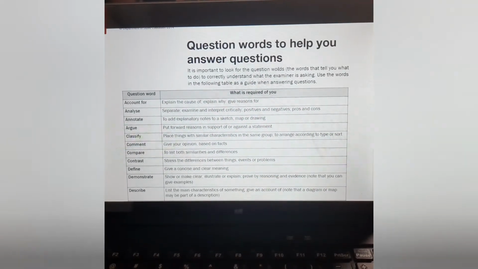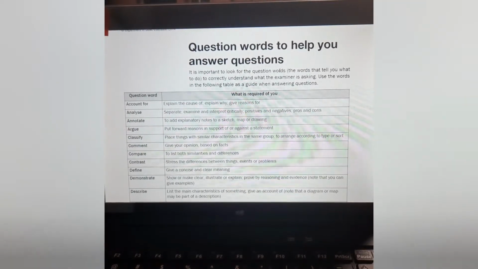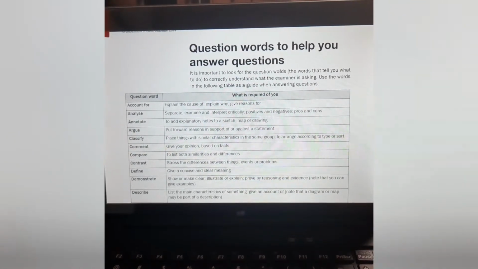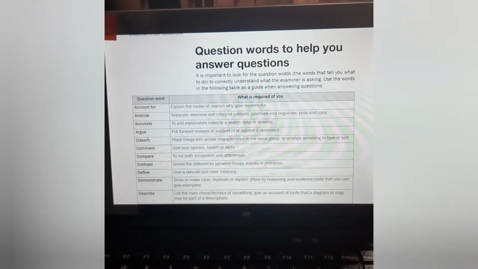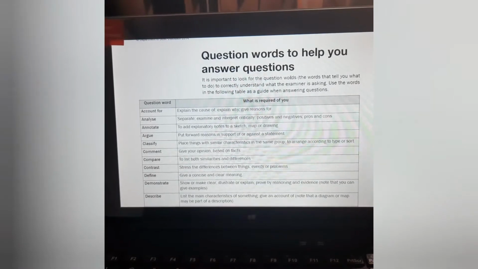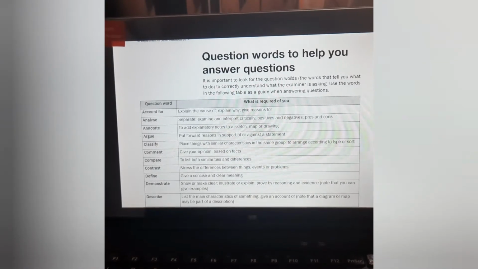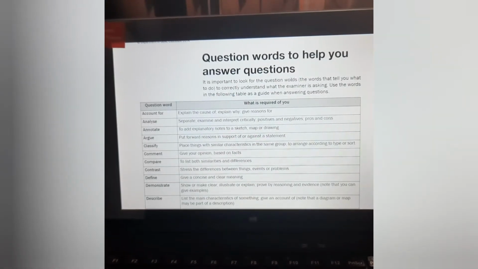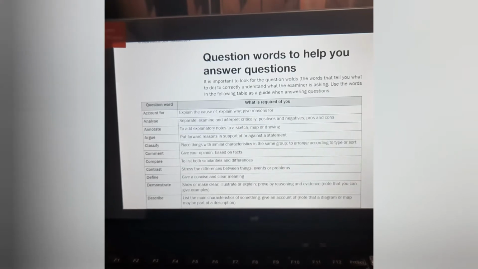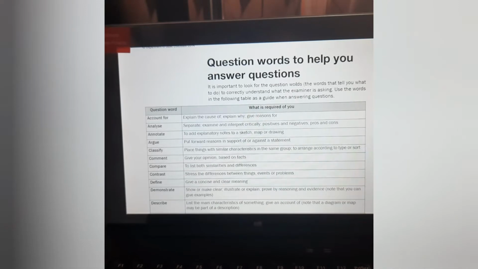So today I'm going to help you define some of the terms used in past question papers or exam question papers that will help you answer questions. It is important to look for question words, the words that tell you what to do, to correctly understand what the examiner is asking you to do. So I'm going to give you a guideline based on some of the words given in the following table.